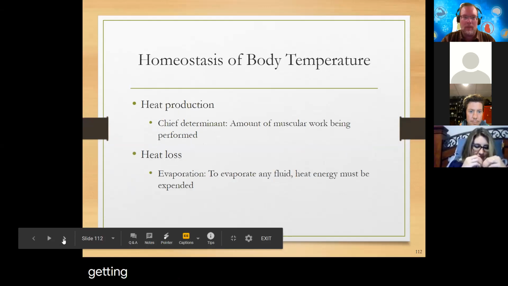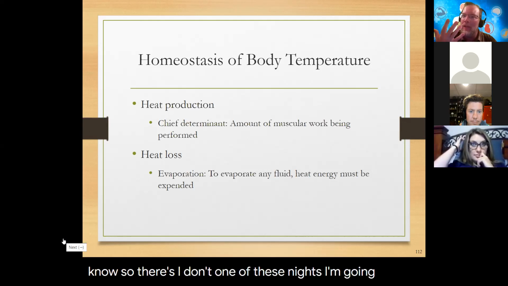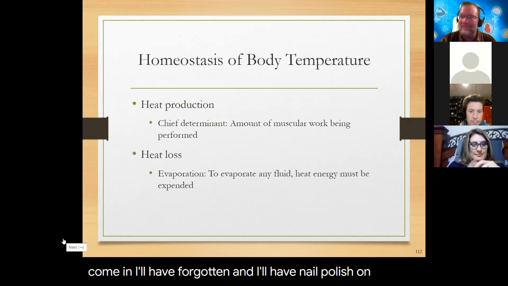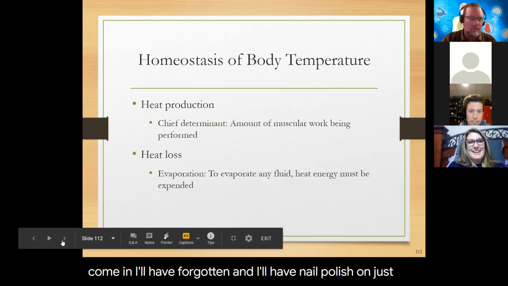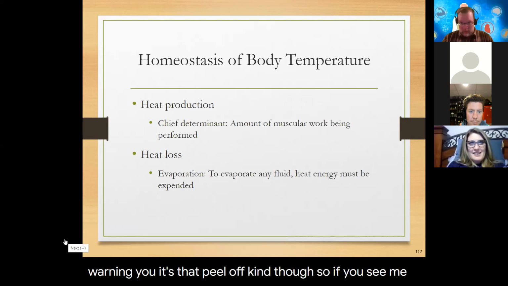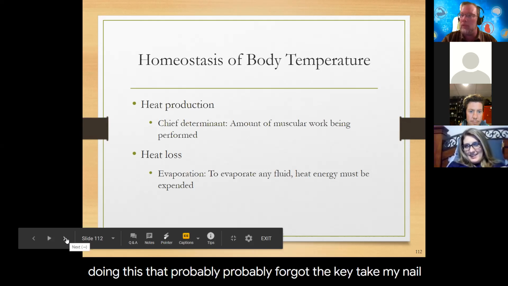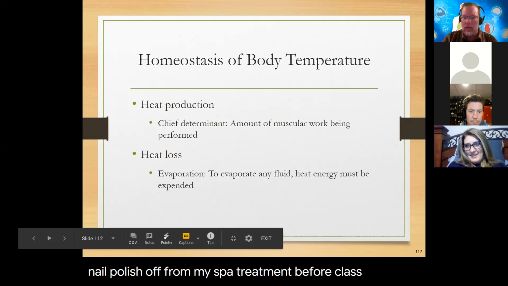Remember, guys, it's spa day every day here, right? It's Barbies and spa. One of these nights I'm going to come in, I'll have forgotten and I'll have nail polish on. Just warning you. It's that peel-off kind though. So if you see me doing this, I probably forgot to take my nail polish off from my spa treatment before class. So anyhow, I don't want to belabor any more of this or keep any of you any longer than I already have.